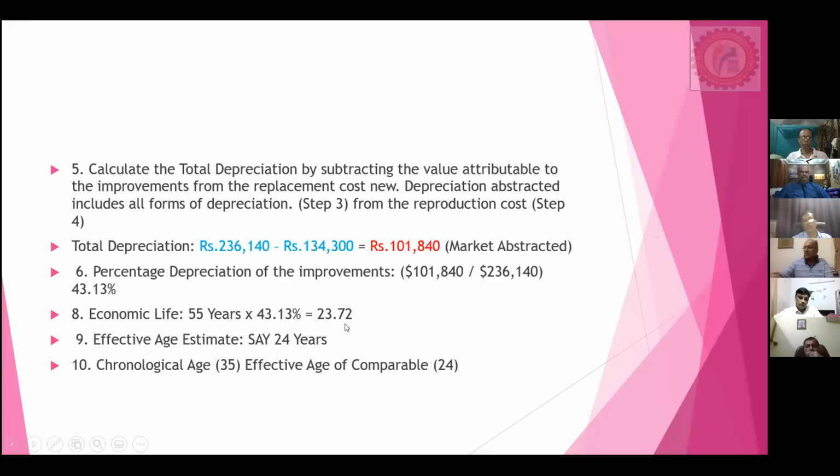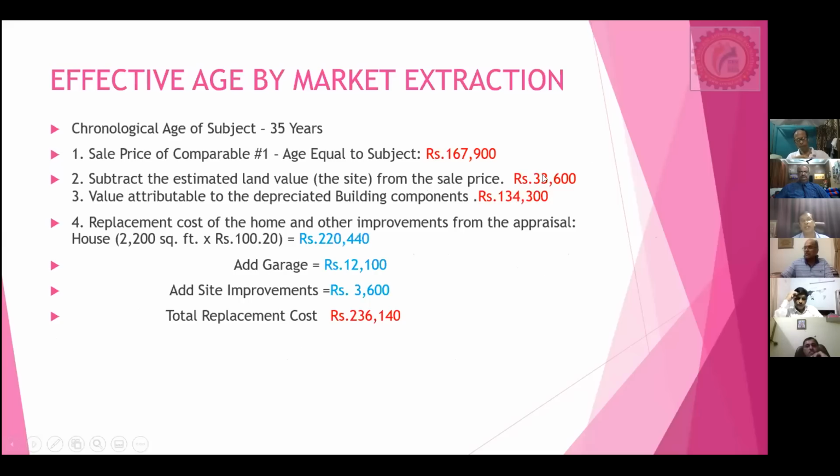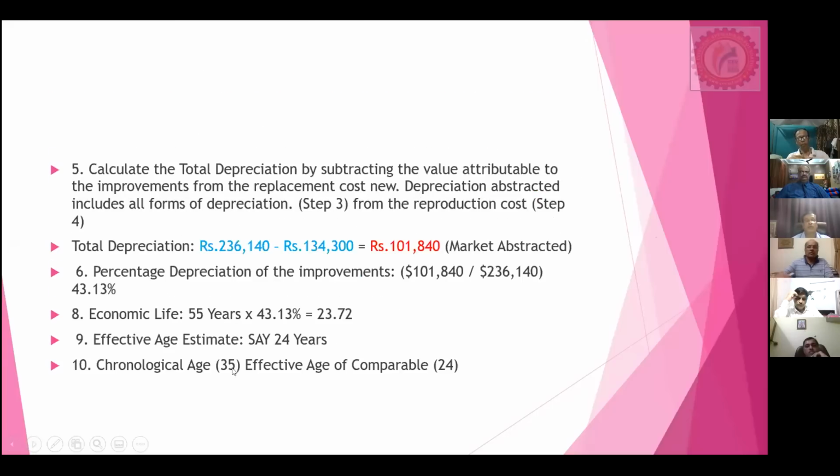And this is not only the arithmetical check we are doing. See, we have arrived at this data by the market extraction method. I have used the market extraction data only. From the market extraction data, I have determined the depreciation. That depreciation multiplied with the economic life, so I have arrived at the figure, that is 24 years. So this is the effective age of the building. This age has been determined from the market, not by the arithmetical check or anything like that.